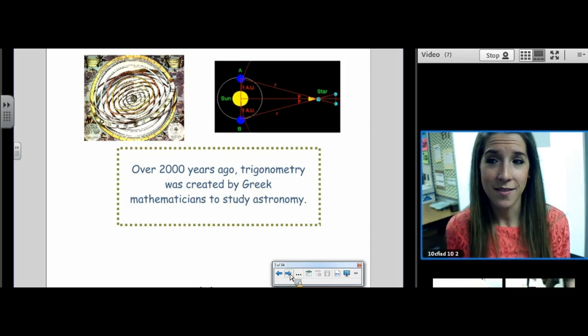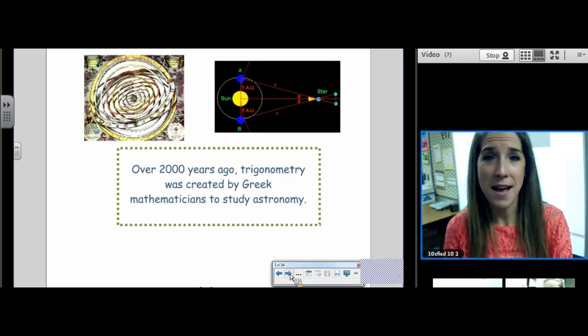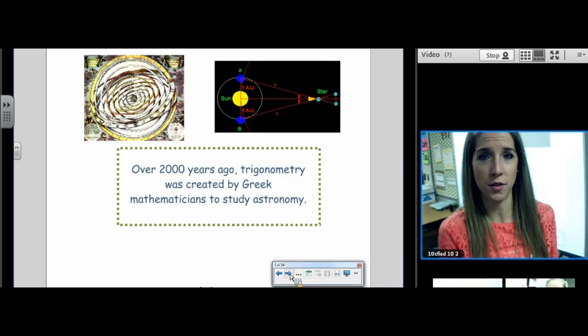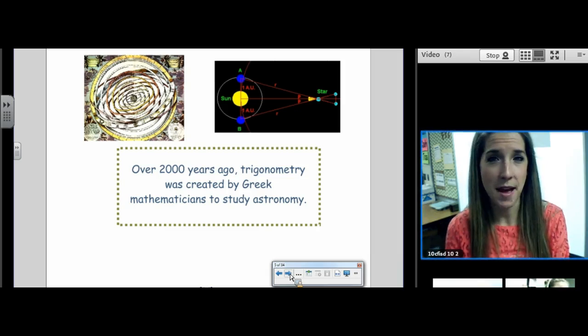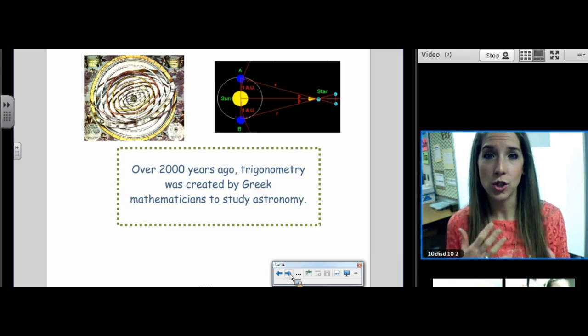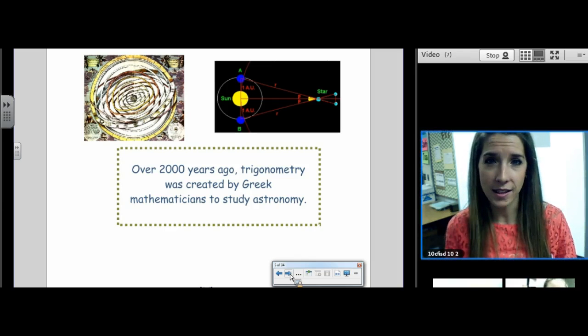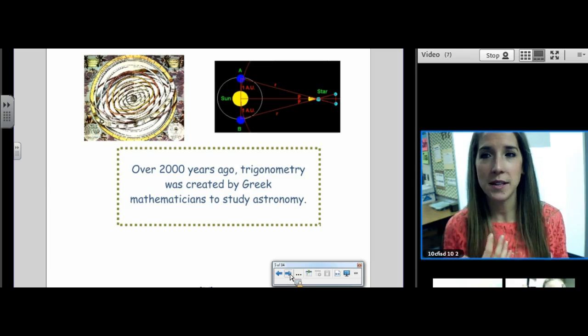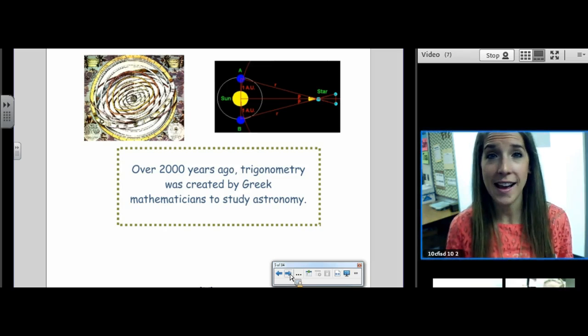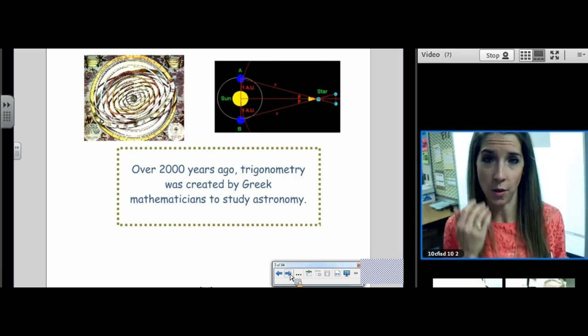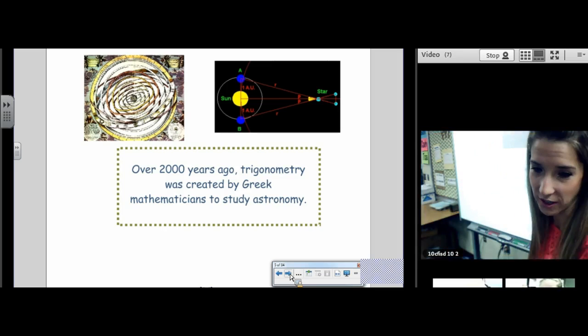And obviously, with that kind of thing, you can't measure the distance from the Earth to the sun. There are a lot of things that we can't measure ourselves. So we need to use triangles and angles to find those measurements. It's called indirectly measuring. So trig is going to help us find those really hard to find distances that we couldn't find any other way. Indirectly measuring.